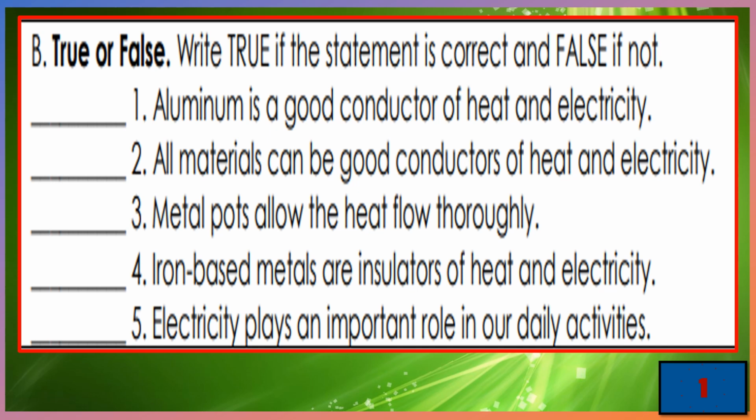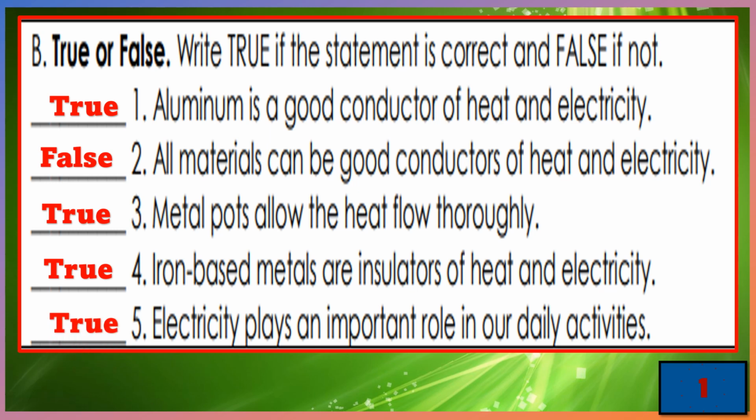Okay, so let us answer letter B. So for number 1, aluminum is a good conductor of heat and electricity. The answer is true. Number 2, all materials can be good conductors of heat and electricity. False. Okay, and number 3, metal pots allow the heat to flow thoroughly. True. And number 4, iron-based materials are insulators of heat and electricity. True. Number 5, electricity plays an important role in our daily lives or activities. True.